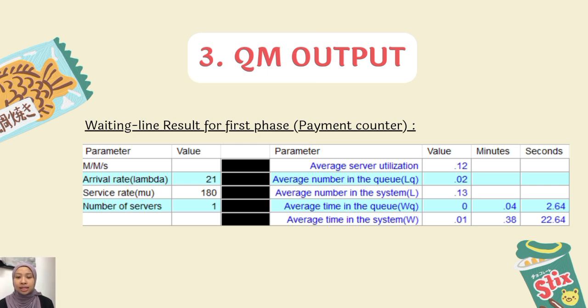Now, let's discuss the performance metrics. Average server utilization is 0.12, which shows that the counter is utilized only 12% of the time.